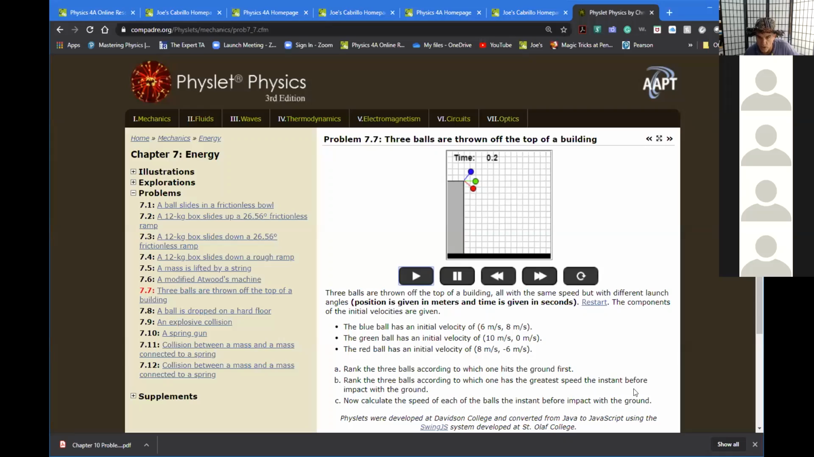So these are all launched at different velocities. You're given the X and Y components of each. So if you figure out the speed, they're all launched at the same speed. Okay, so what's your question from there?